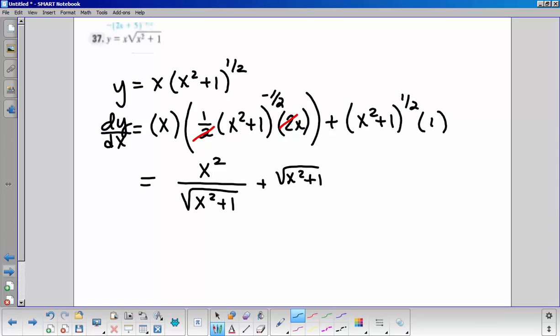Yeah, they didn't put it into a fraction. They just left it with the negative exponent. But we don't like that. Right, now, I'm not happy with this because I want it with a common denominator.